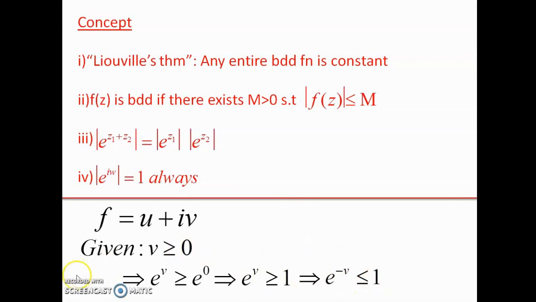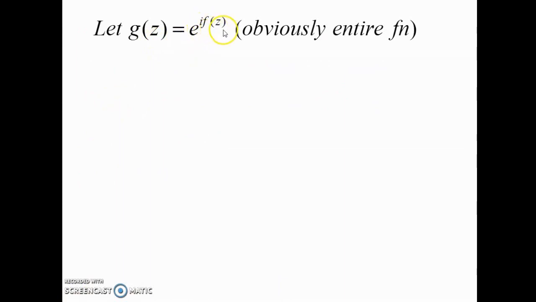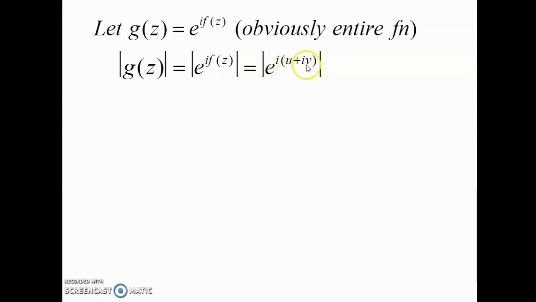Now we will proceed with this. Now I am defining another function. Let g of z is equal to e power i f of z. You know exponential is always entire. So g of z is entire. Now I am checking whether g is bounded. So you have to take its modulus value. Modulus g of z is equal to modulus e power i f of z. Now I am substituting f of z. So this is equal to e power i into u plus iv. When we simplify, we will get this is equal to modulus e power iu minus v.